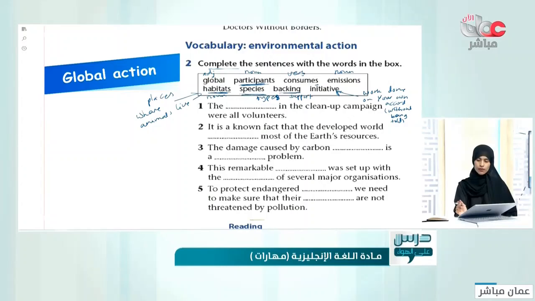Okay, if we look at the first dash, it says the blank in the cleanup campaign were all volunteers. Now, according to the structure of the sentence, I need a noun. And the last word says, where's the verb? The verb is were. So, because it's a linking verb, the word that should be in the dash should almost refer to the same thing. And because it's a noun, it's not an adjective or something. And the answer is going to be the participants in the cleanup campaign were all volunteers. Okay, so it's going to be participants here.